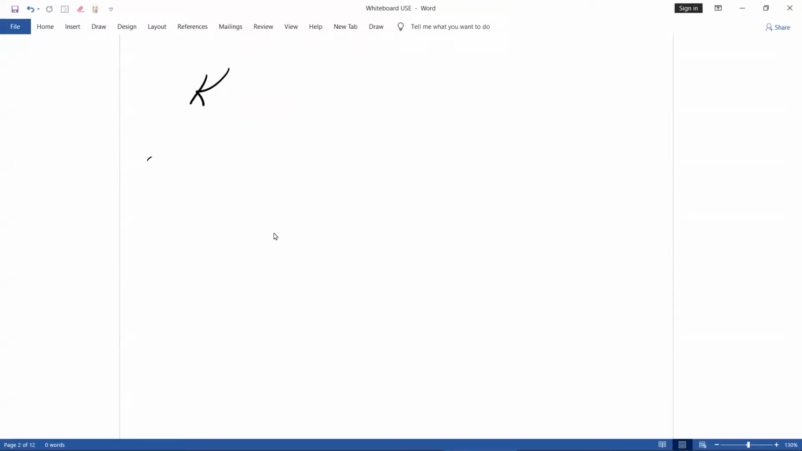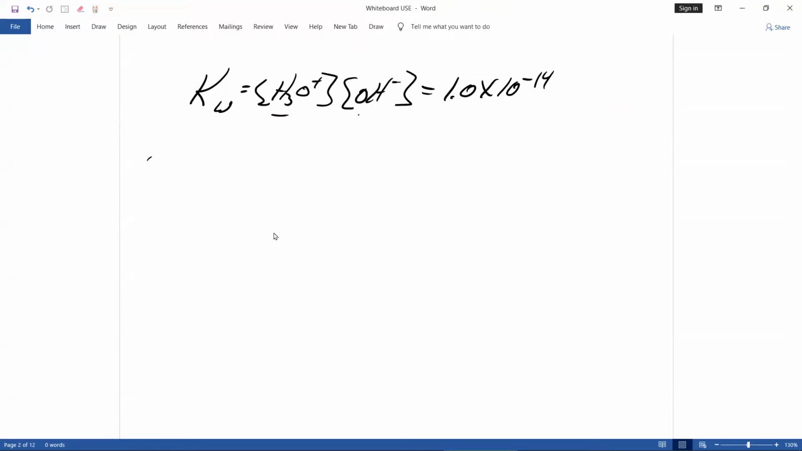Now, water dissociates, and because of that, there's a dissociation constant, Kw, named after me, I wish. It is hydronium ion concentration times hydroxide concentration equals 1.0 times 10 to the minus 14.